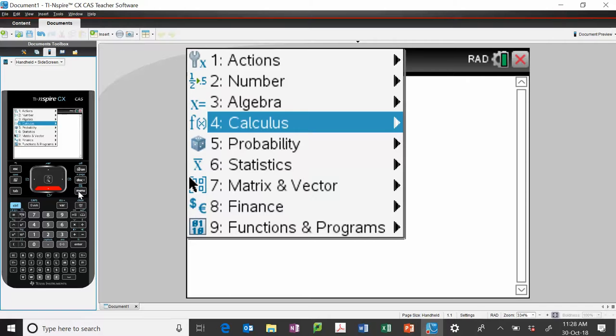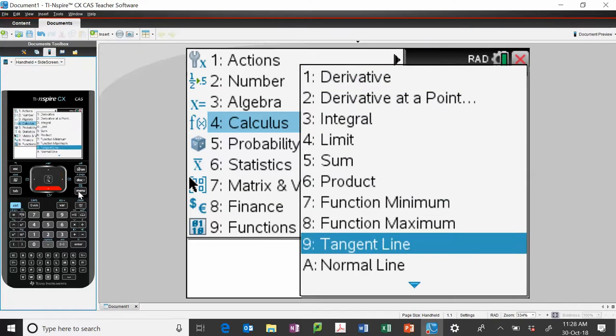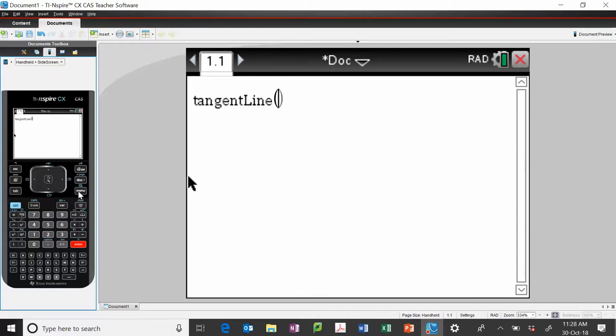Go to calculus, because we're obviously in calculus. If you go all the way down to number 9, it says tangent line. Yeah, you got tangent line. So, menu 4, 9. That will give you the tangent line. Now, you press enter, the tangent line.